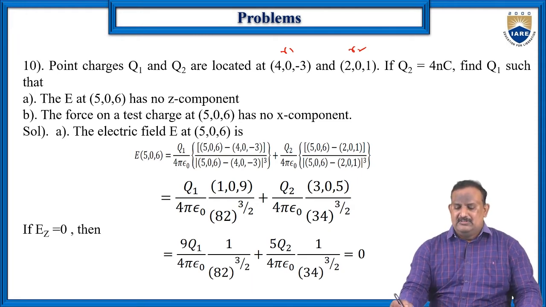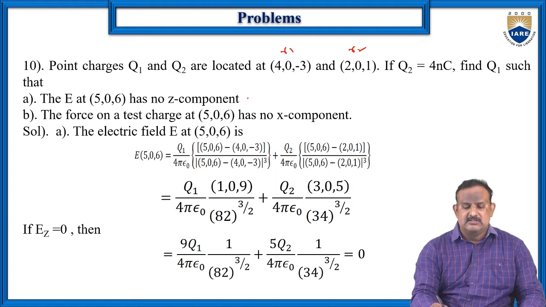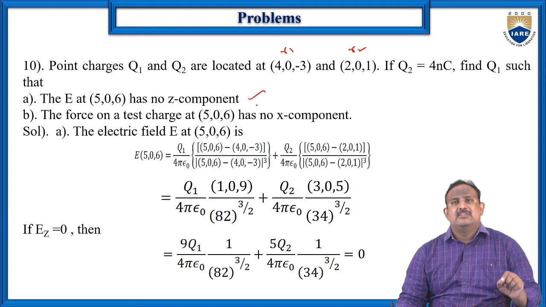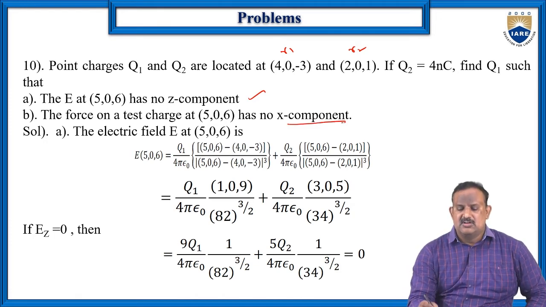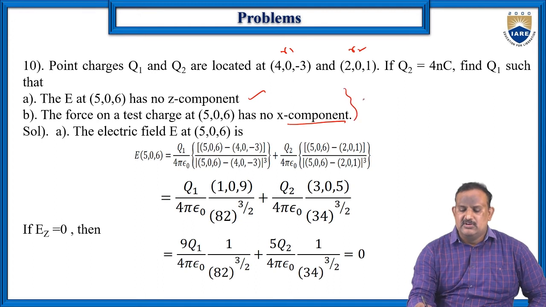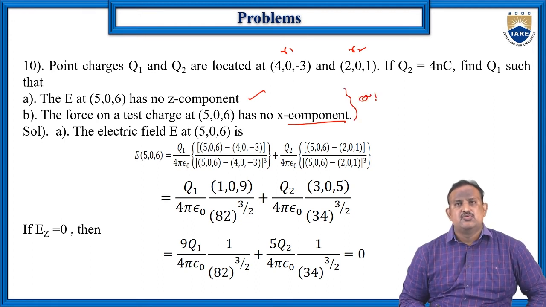We need to find the Q1 value for two conditions. The first condition is that the electric field intensity at the point (5, 0, 6) has no Z component. The second condition is that the force on a test charge at (5, 0, 6) has no X component. For these two conditions, we need to find the point charge Q1.